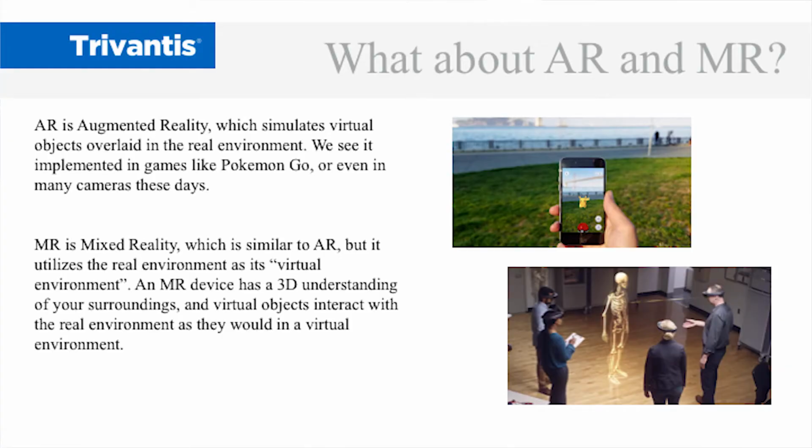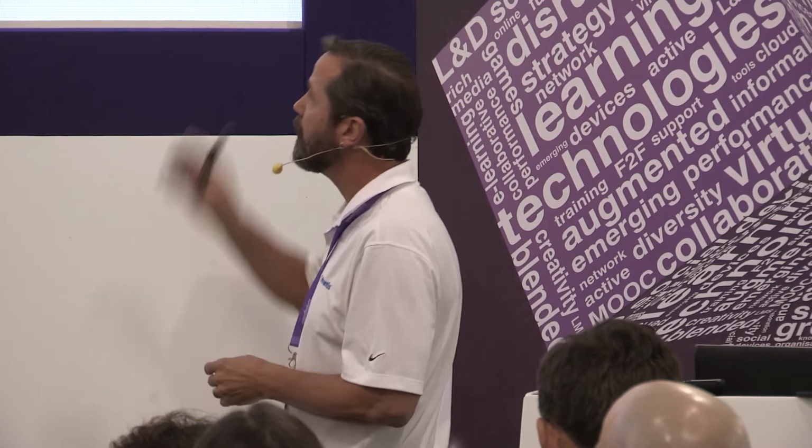Two other terms you hear all the time are AR and MR, dealing with virtual reality. A lot of people don't know what the differences are between them, and I think they're very important distinctions to know. So AR is augmented reality. So that's overlaying virtual objects into the real world. And there's a lot of examples of that. We see those examples all the time.